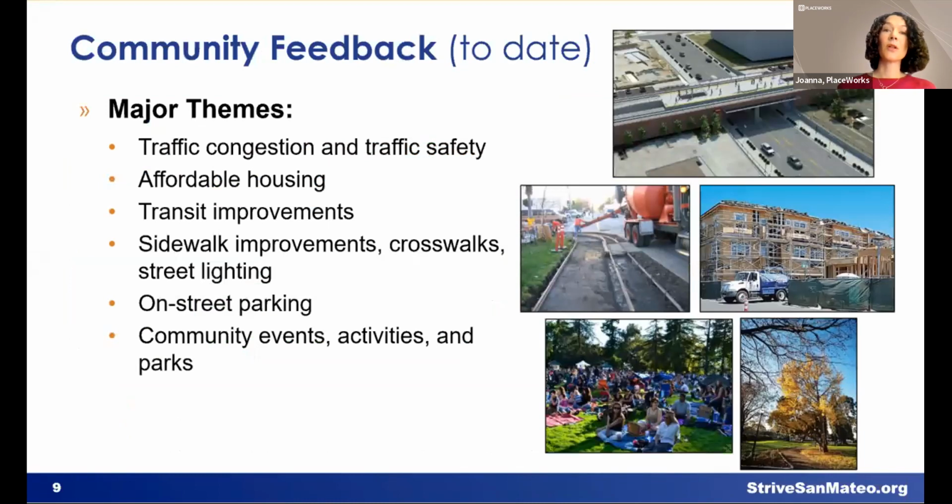We are always mindful of all of the community feedback that we've heard so far, very valuable to us, and the additional feedback that you share here today will be added to this. We've heard consistently that people are concerned about traffic congestion and traffic safety, the need for affordable housing in San Mateo, a desire for transit improvements, as well as improvements to sidewalks and crosswalks and street lighting to make it safer to walk in San Mateo. Concerns about the supply of on-street parking, and also a concern that community events and activities and parks remain at the center of community life in San Mateo and continue to fulfill their very important role in community spirit.